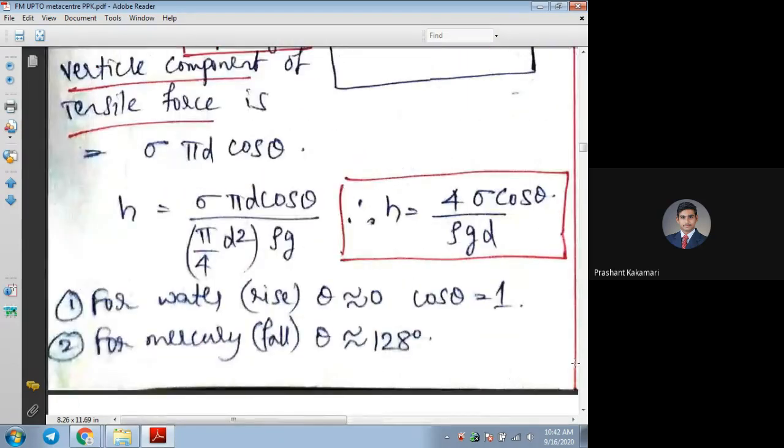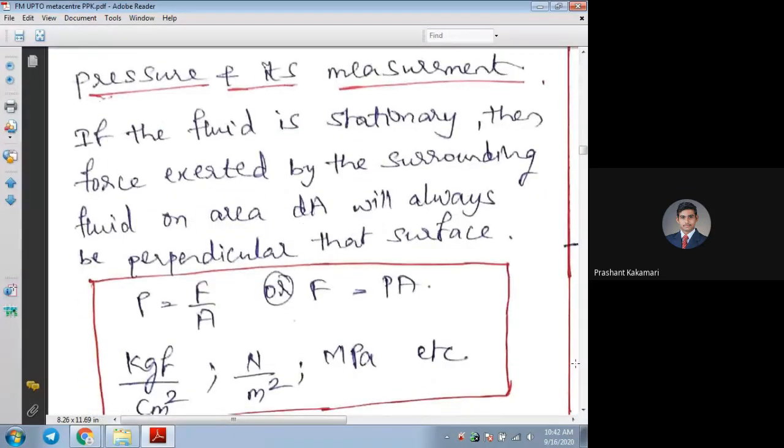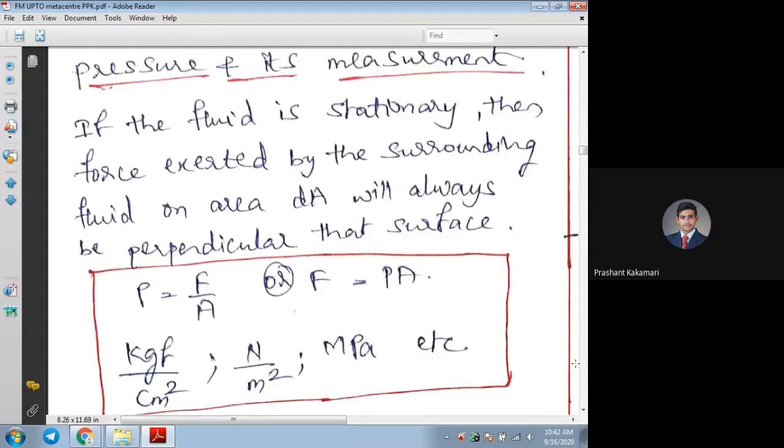Now we'll go to the other concept, pressure and its measurement. Pressure is always measured for a given area, the force acting per unit area. Whenever the fluid is in a stagnant condition, without any flow or disturbance, the force is constant throughout the area of any layer in the liquid. So pressure in a fluid is the force acting per unit area. If the fluid is stationary, the force exerted by the surrounding fluid on the area dA will always be perpendicular to that surface. Also you know the units of pressure.